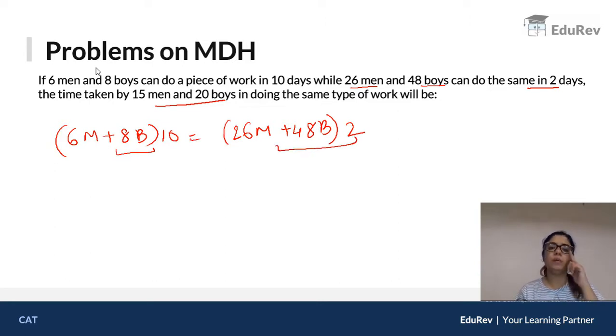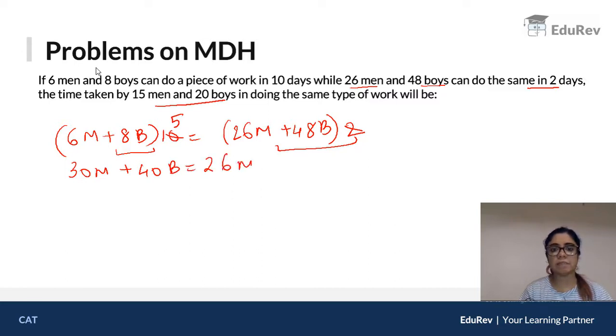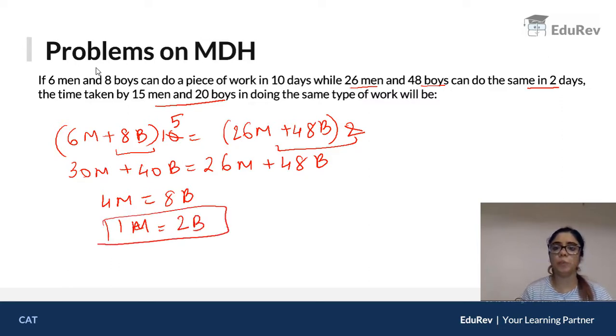Okay? So what we'll do is we'll find the relation between man and boys first. So this will be 2 ones are 2, 5 twos are 10. So you will have 30 men plus 40 boys is equal to 26 men plus 48 boys. So 30 minus 26 will be 4 men is equal to 48 minus 40, which is 8 boys. So one man does a work which is equal to twice the boys. So 1m is equal to 2b.